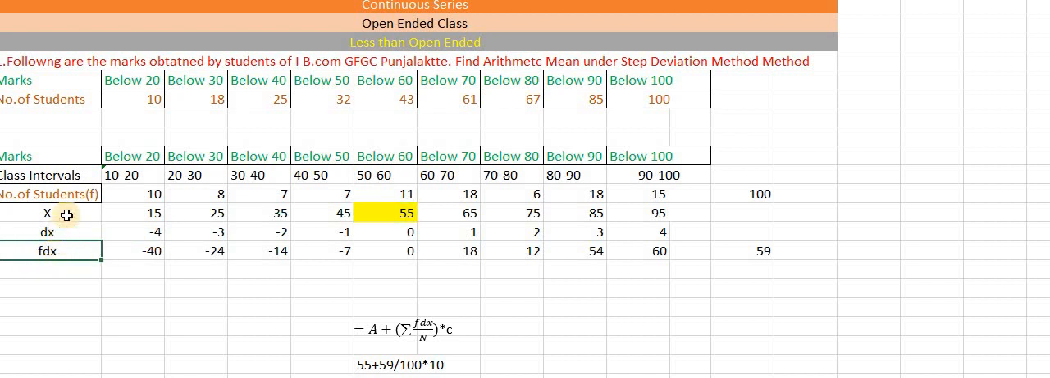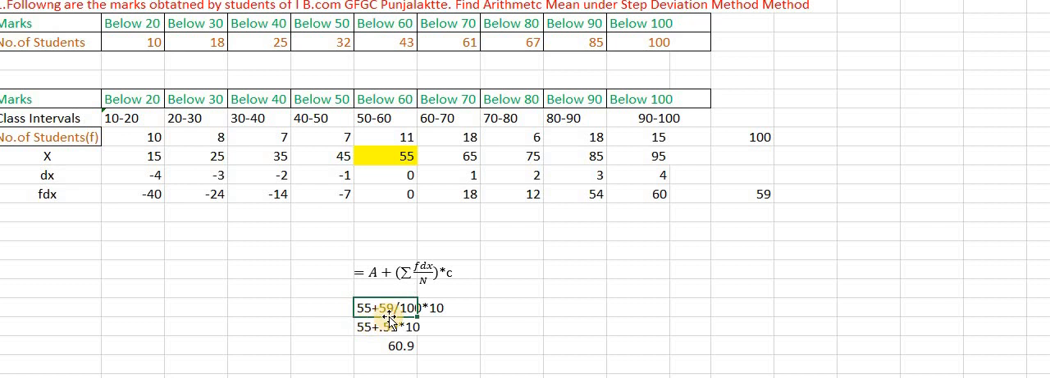And here f dx, f column into dx column, we will find out. After that we need to find out summation f dx, so the f dx column total as well as the f column total. The f column total is considered as n and f dx we take directly into the formula. So once we do all these things, we can get the average arithmetic mean marks of the given class. Hope you understood. Happy learning.